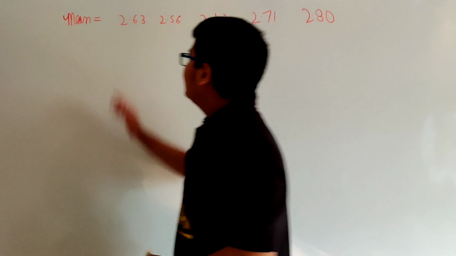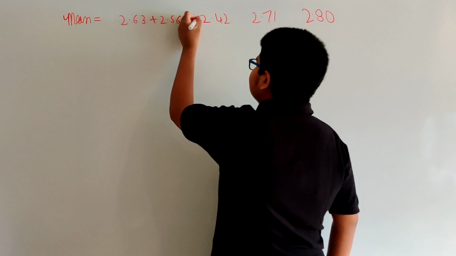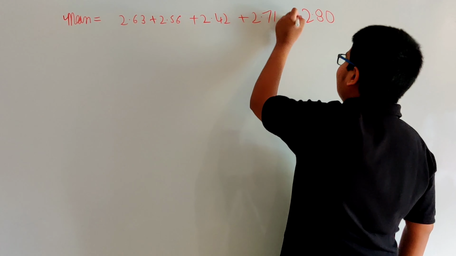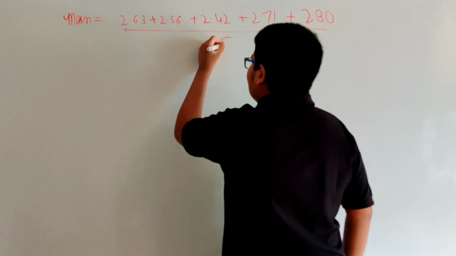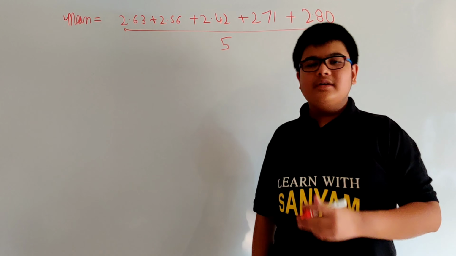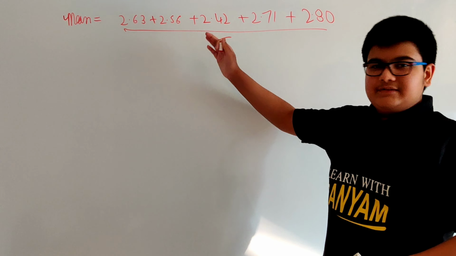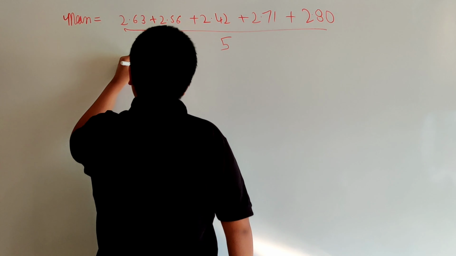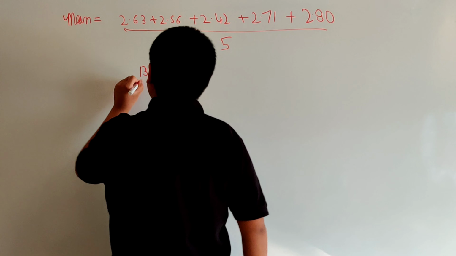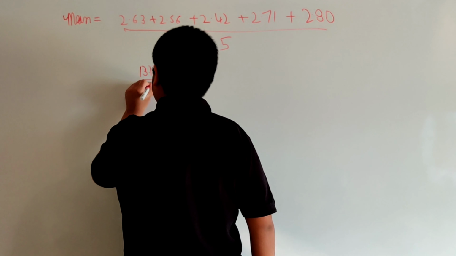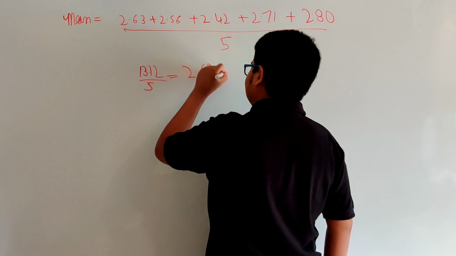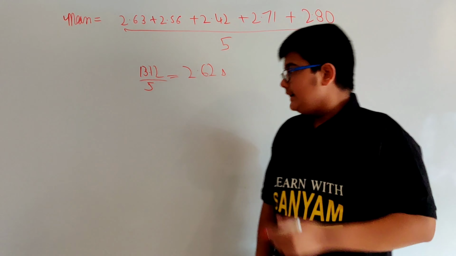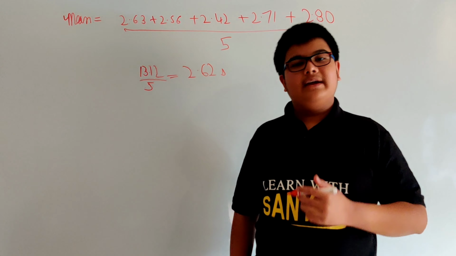So mean is equal to (2.63 + 2.56 + 2.42 + 2.71 + 2.80) seconds upon 5, because the formula of mean is sum of observations upon number of observations. When we solve this, we get 13.12 upon 5. We've just taken the sum, and on simplifying this, we get 2.62 seconds. Now, this is our final mean, and using this, we have to calculate the errors.